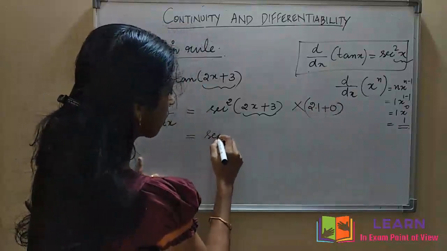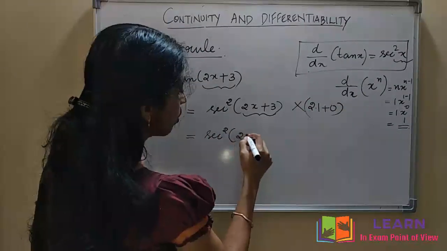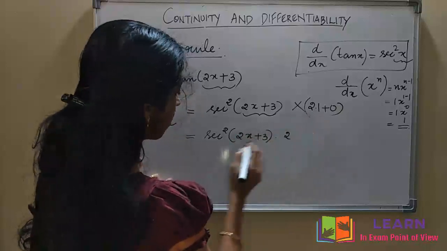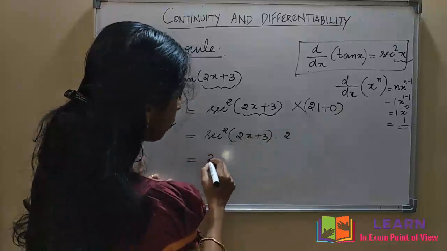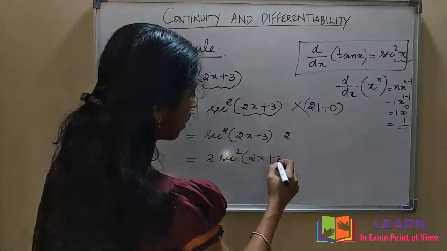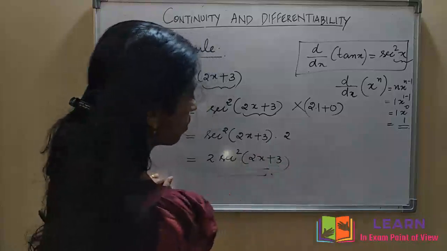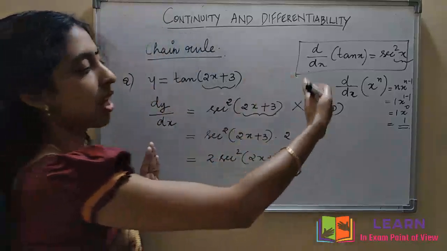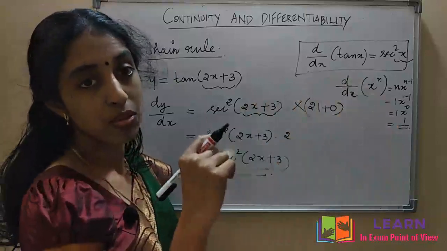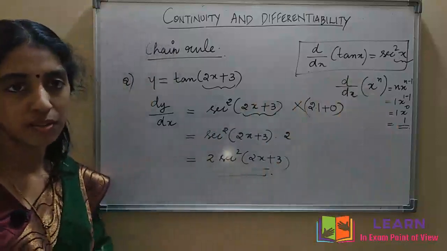So arrange it and write: sec square (2x plus 3). Only 2 remains there. So we have 2 sec square (2x plus 3) as the answer. Chain rule means you multiply and write. The bracket you expand using multiplication, that's all.